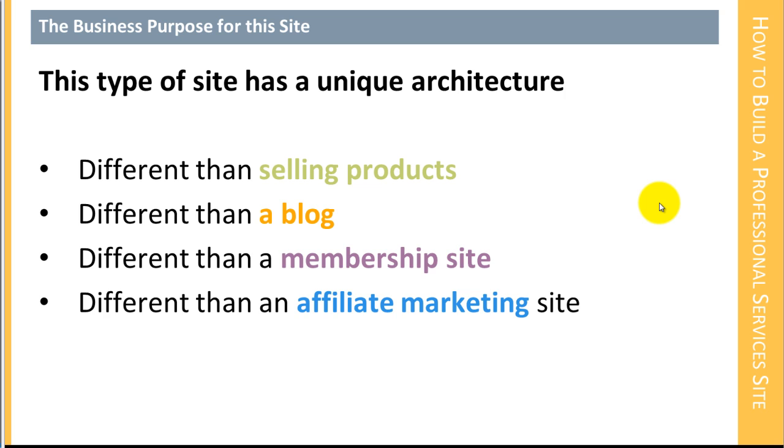So this kind of a site actually has a unique architecture, right? It's different than creating a site for selling products, and it's different than creating a site that's really just a blog. It's different than a membership site or an affiliate marketing site. And I have lots of members who fit in those categories: selling products, building a membership site, creating an affiliate marketing site, and that kind of stuff. But that's not the site architecture that we're teaching here.